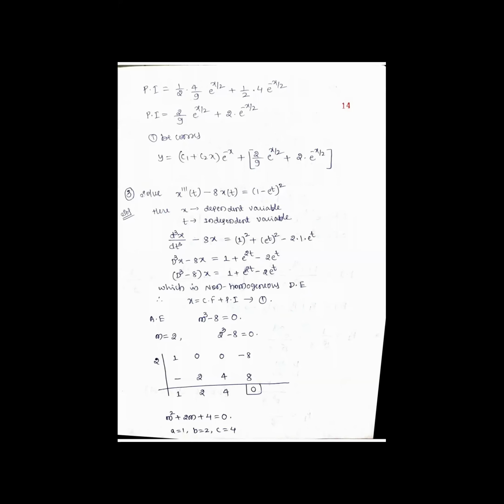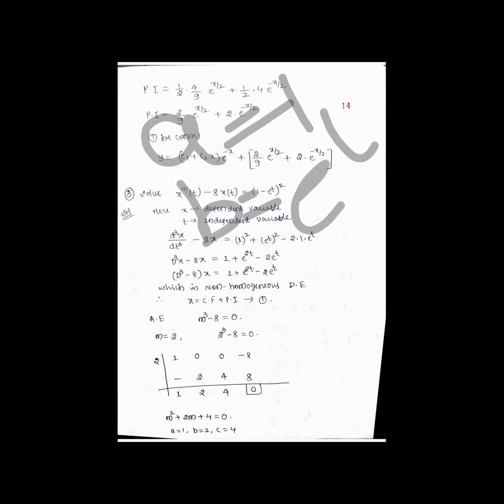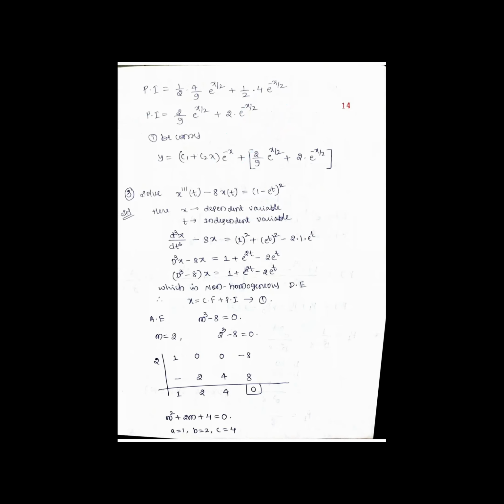A minus b the whole square. What is a minus b the whole square? A square plus b square minus 2ab. Here a is 1, b is e raised to t. So a square plus b square minus 2ab. As usual, we have to continue the process.